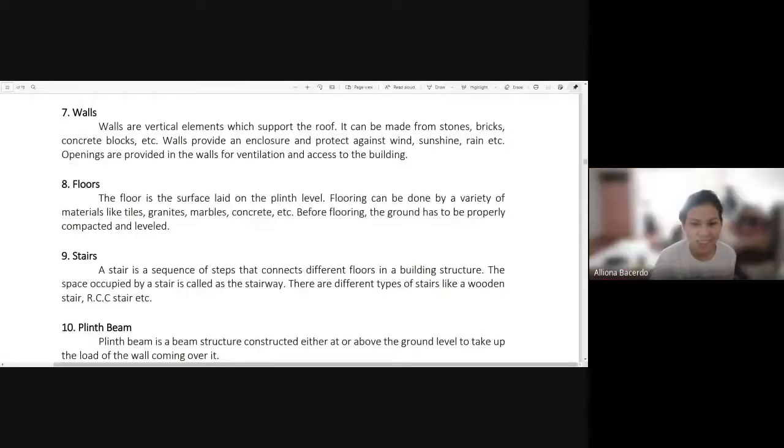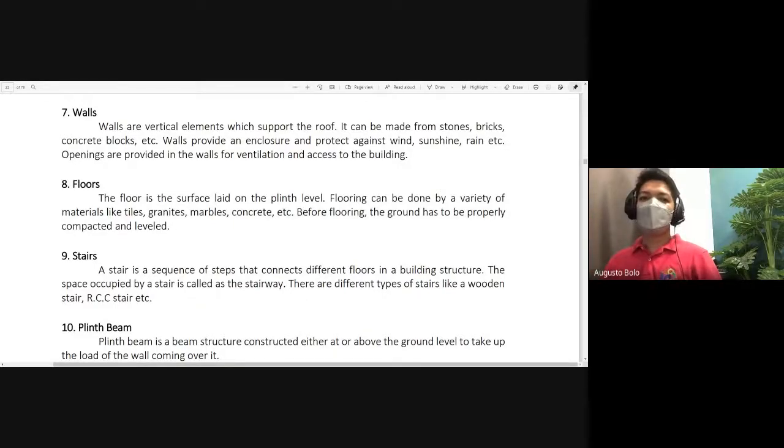Floors. Before flooring, the ground has to be properly compacted and leveled. Okay, thank you. So, same with beams, columns, walls. Floor is also, we all know floors. So, let's proceed with stairs.